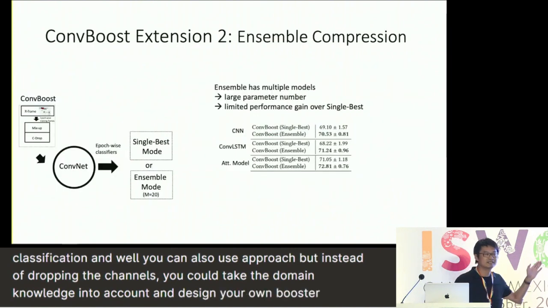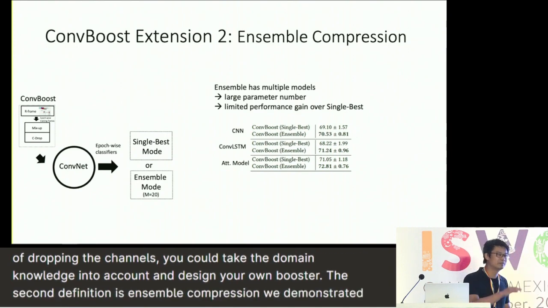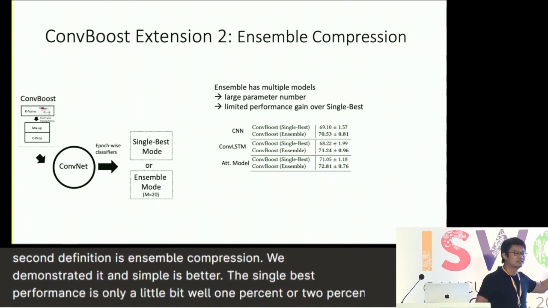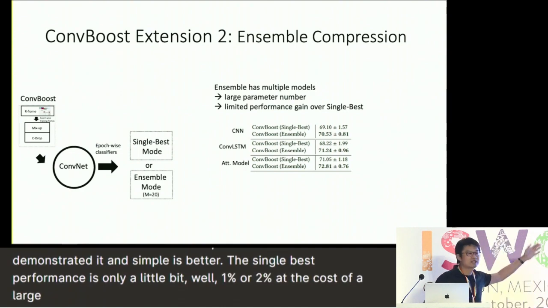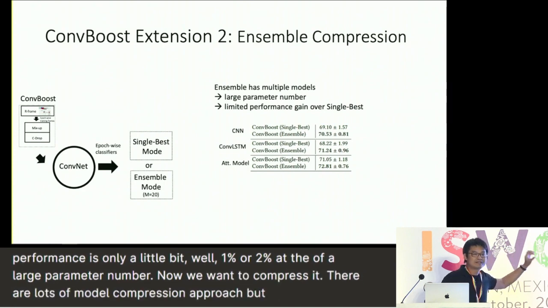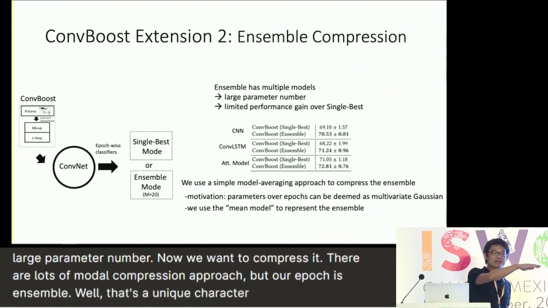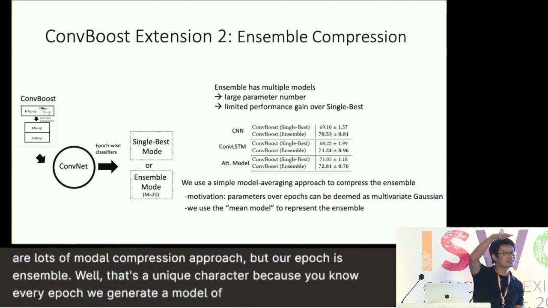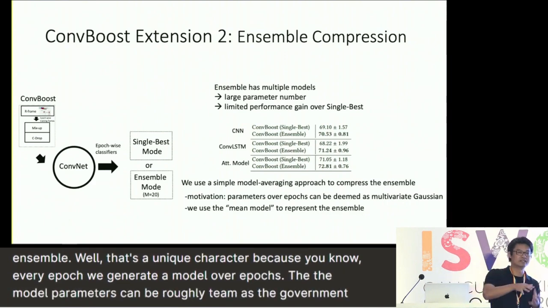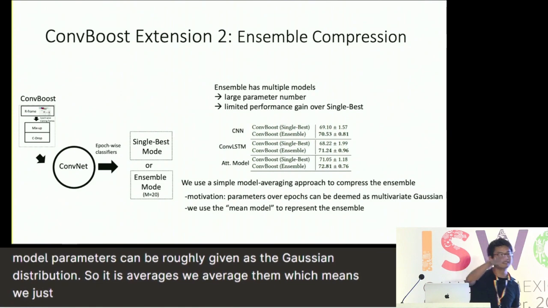The second extension is ensemble compression. We demonstrated that ensemble is better than single best, but the performance gain is only a little bit, 1% or 2%, at the cost of a large parameter number. Now we want to compress it. There are lots of model compression approaches, but our epoch-wise ensemble has a unique character. Every epoch we generate a model. Over the epochs, the model parameters can be roughly deemed as a Gaussian distribution. So we just average them, which means we use a mean model to represent the ensemble.